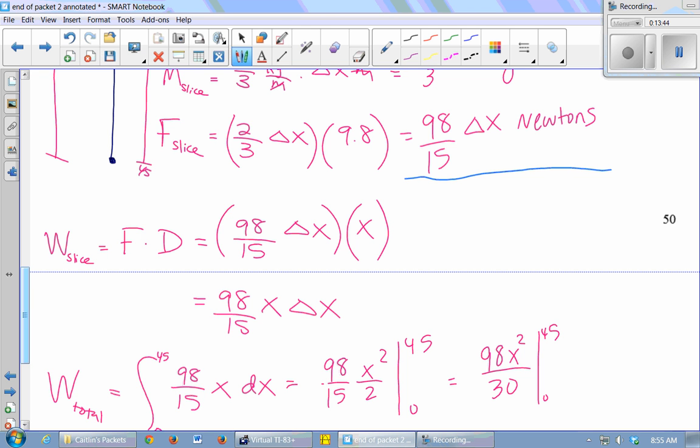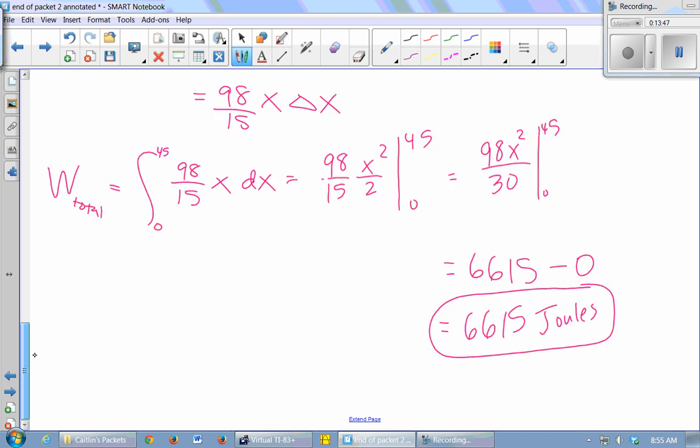98/15 delta x was newtons. And then when I went down here, the 98/15 plus the dx, right? These two things went together, and when I multiplied them together, I got newtons. And x was a measure of distance, so that's meters. And a newton meter is equivalent to a joule. It will definitely take some practice and getting used to the fluency of.